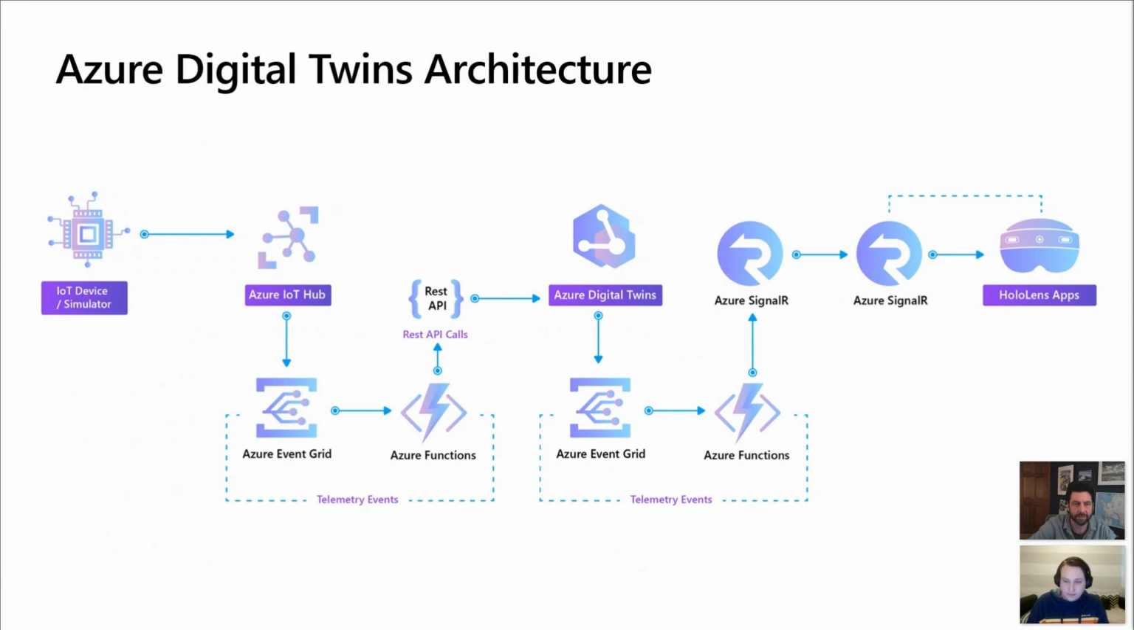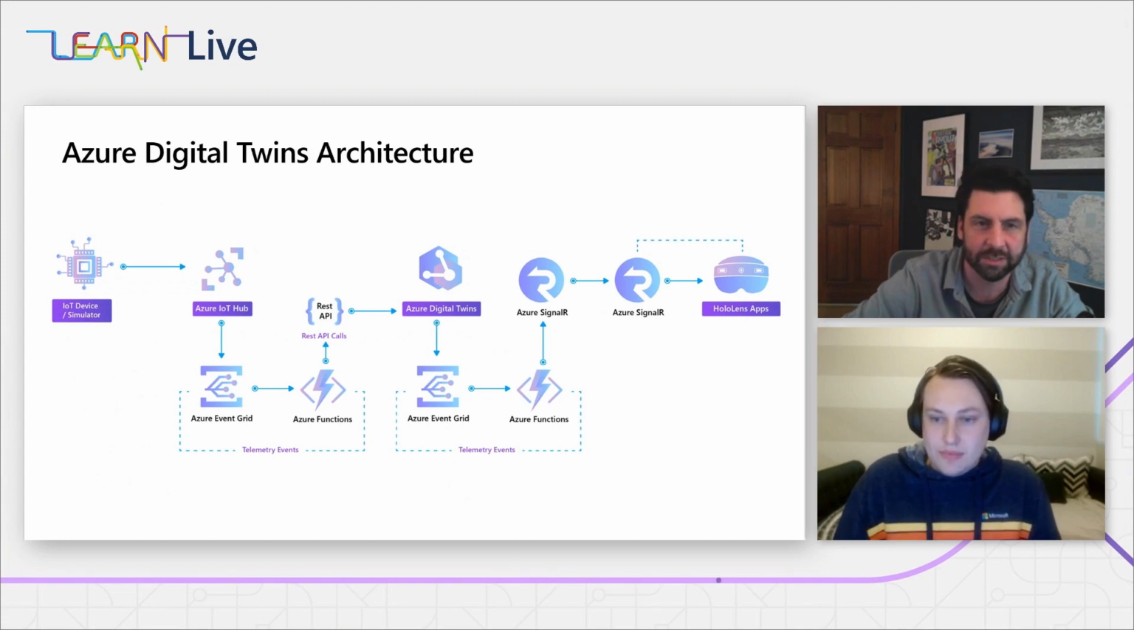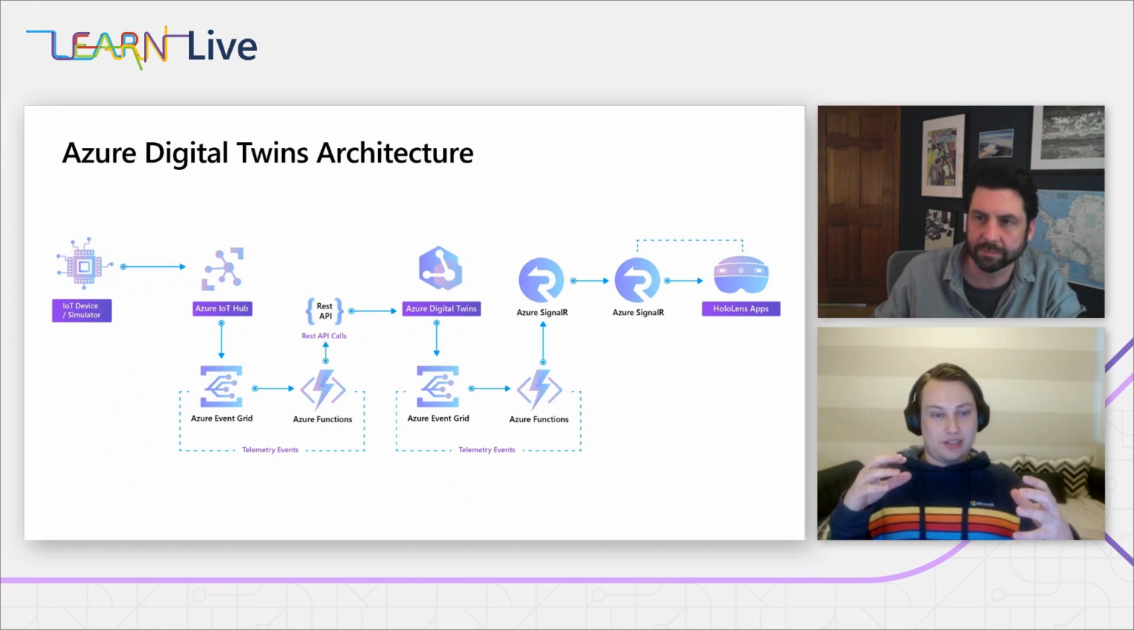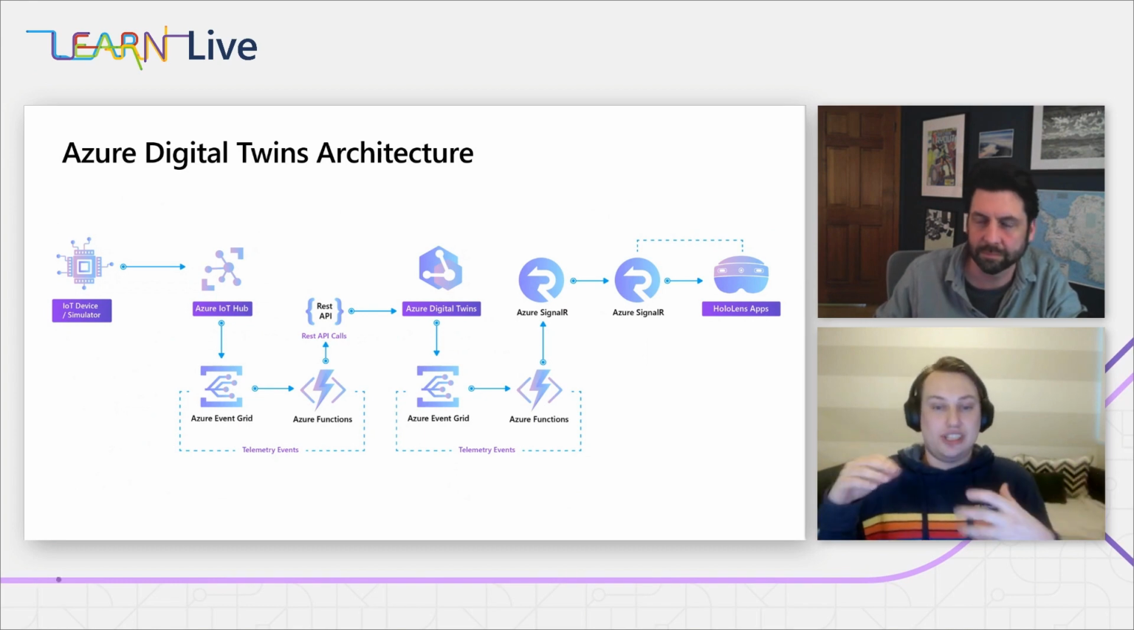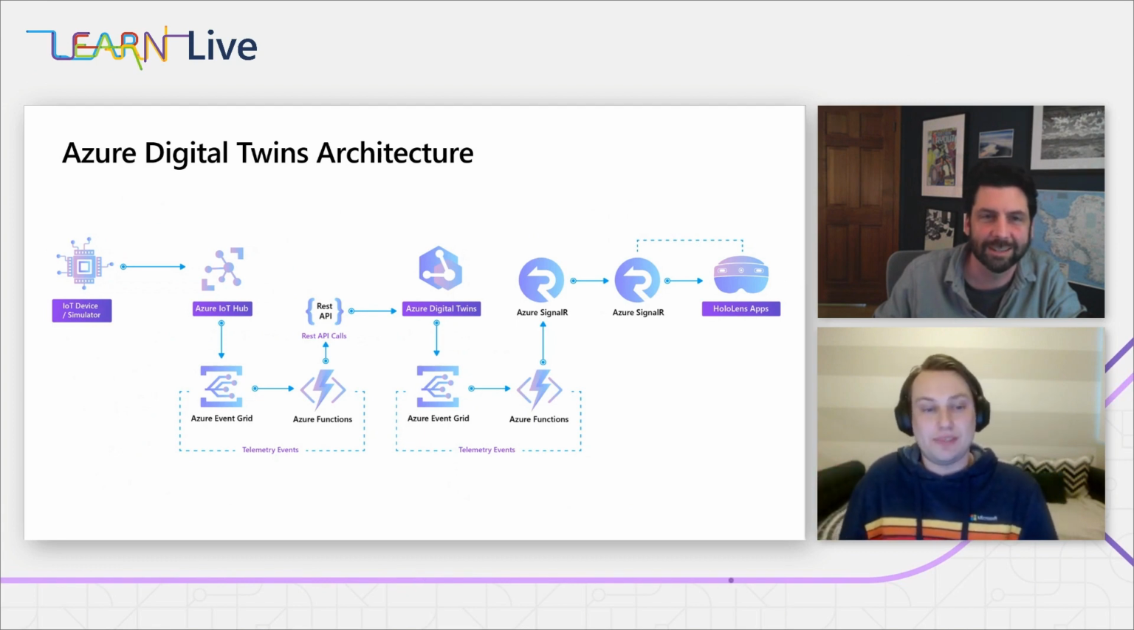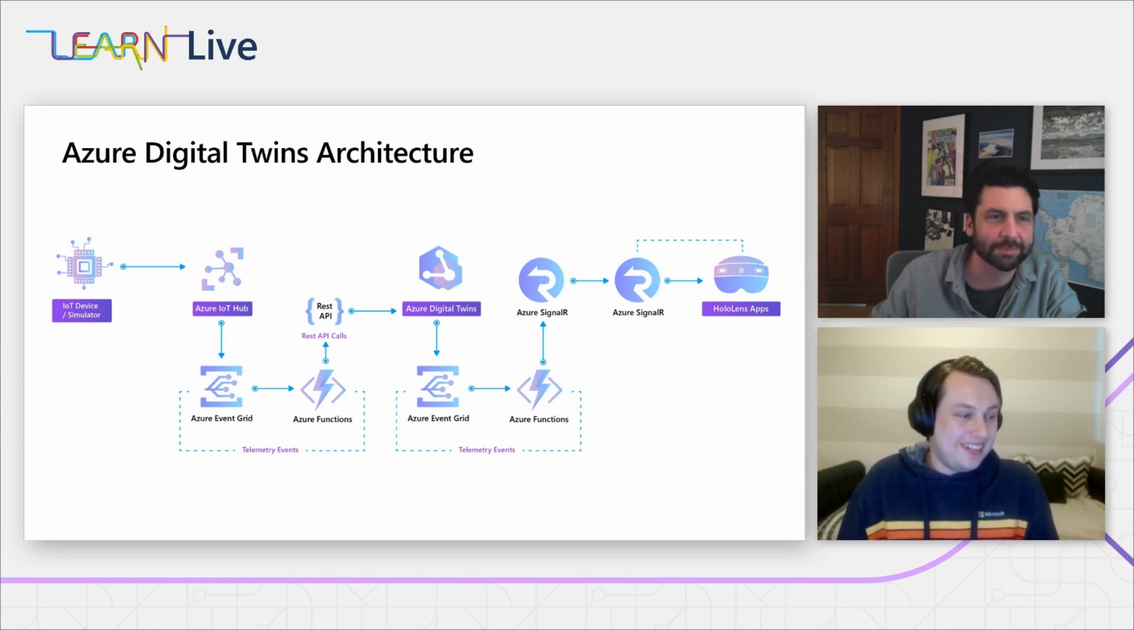Got it. So you're saying that all comes from Azure SignalR, which collects that and sends it over to the HoloLens. Yeah, it's kind of like the broadcaster. IoT Hub is receiving all the data, Digital Twins is contextualizing that data, and then SignalR is broadcasting that data to anyone that's listening. I really like that. Thank you for putting that together for me.